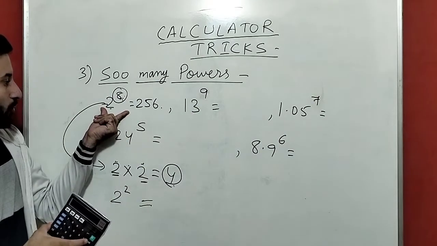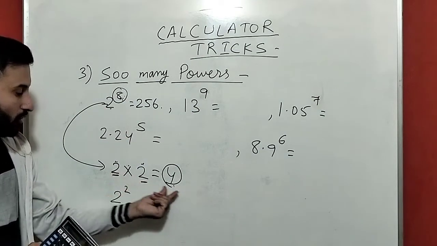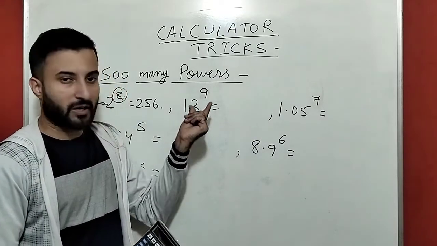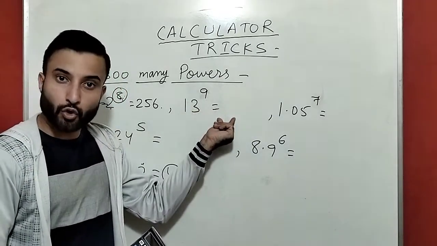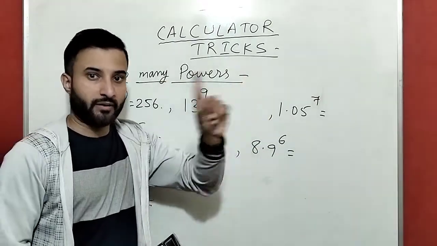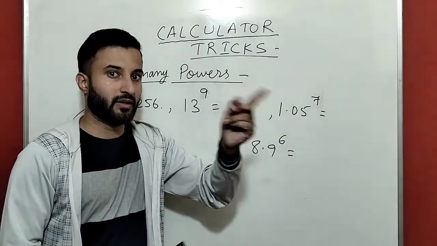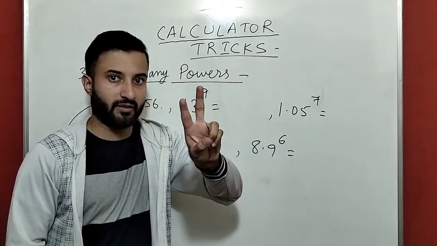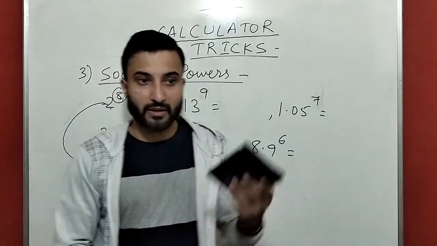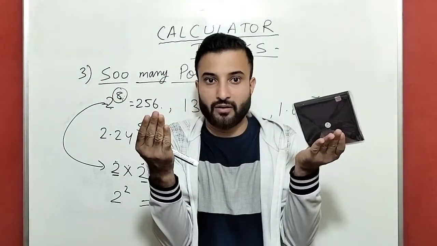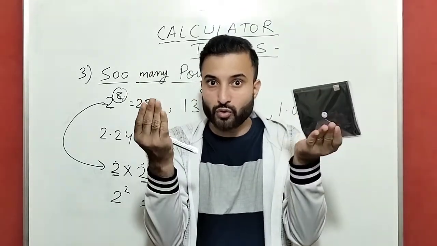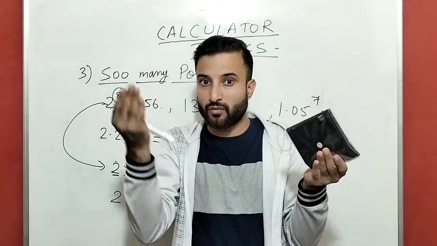Whatever you have to find, see, if we have to find 2 power 8, same, 2 into 2 equal. So same for 13 power 9. We multiply 13 into 13 and then press equal. How many 13s happen? 2 times. We got 169.